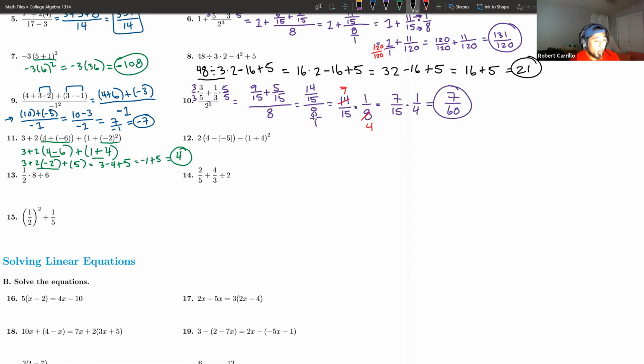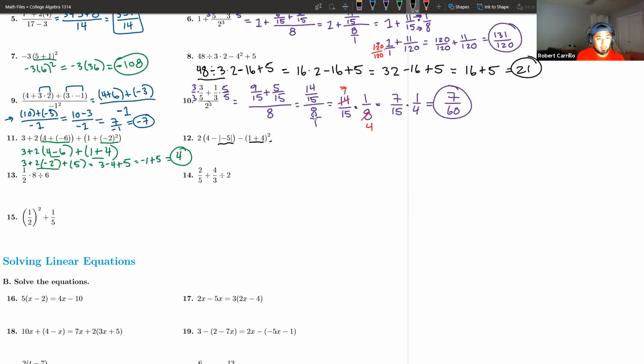2 times 4 minus the absolute value of -5 minus 1 plus 4 squared. So we are first going to work the innermost parentheses, which is going to be this absolute value of -5. And we will also work this 1 plus 4 at the same time.